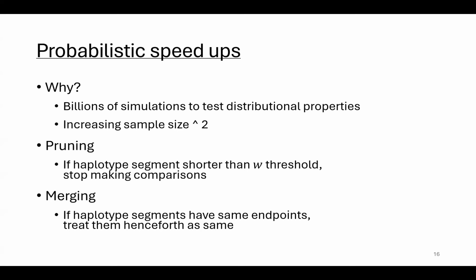The second is merging. So if 2 haplotype segments have the same endpoints to the left and right of the focal locus, we're going to treat them henceforth as the same. So we treat them as a class object, if people are familiar with that in computer science, and we can keep track of how many are in this sort of merged group so that we are keeping track of exactly how many IBD segments have exceeded the threshold.